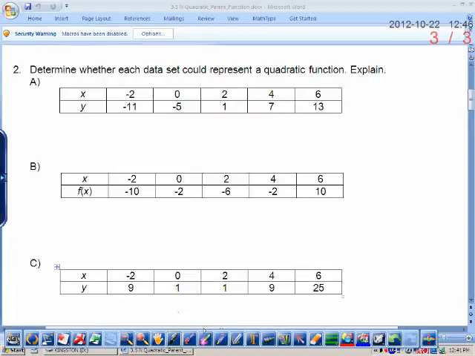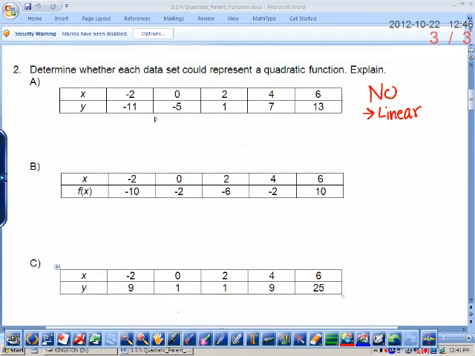In this part of our warm-up, we're asked to decide if each set could represent a quadratic function. So let's talk about the first set. What did you guys decide, yes or no? No, why not? It's linear. How'd you know? Okay, so there's a constant ratio of how your y values are increasing to your x values.